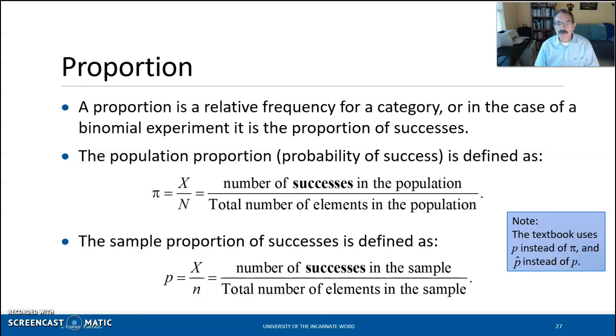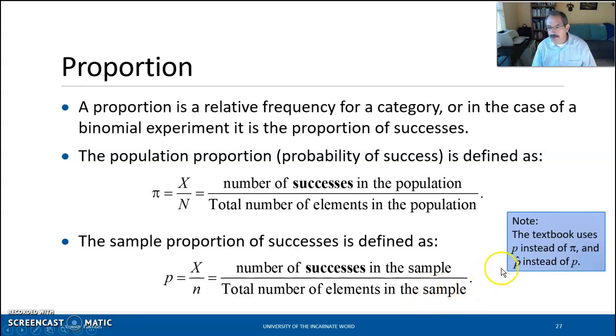So the population proportion, or what we call the probability of success in chapter 5 when we talk about the binomial probability distribution, is defined as the number of successes in the population divided by the total number of elements in the population. And the sample proportion, we call it P, is the number of successes in the sample divided by the total number of elements in the sample.